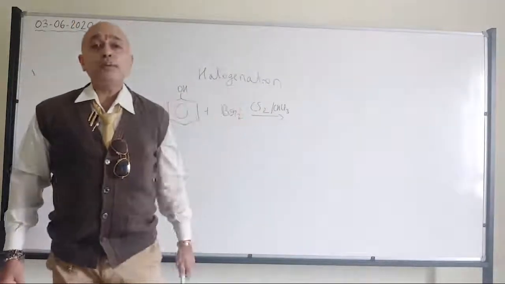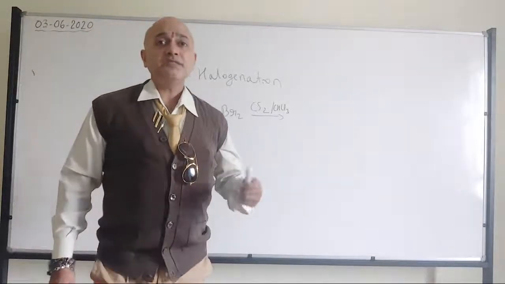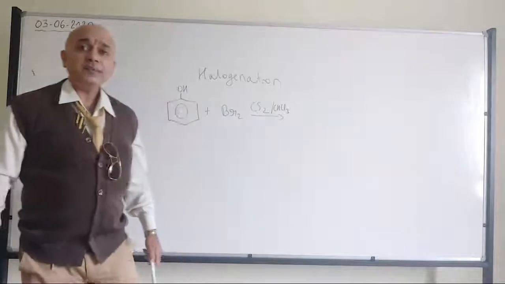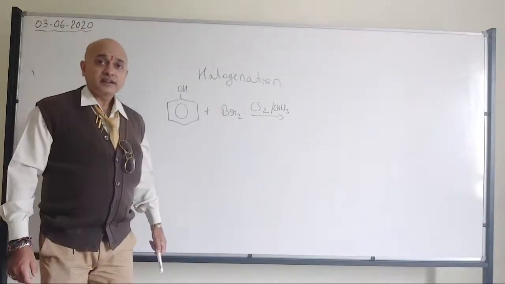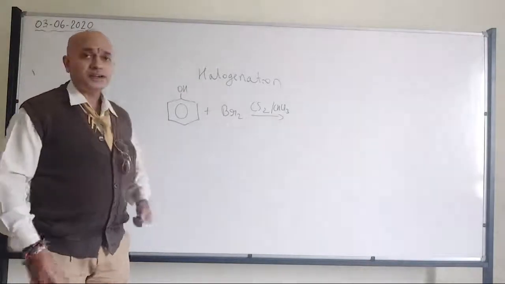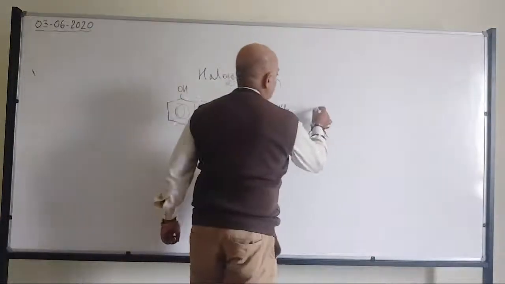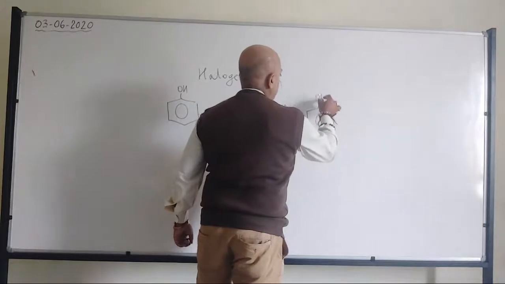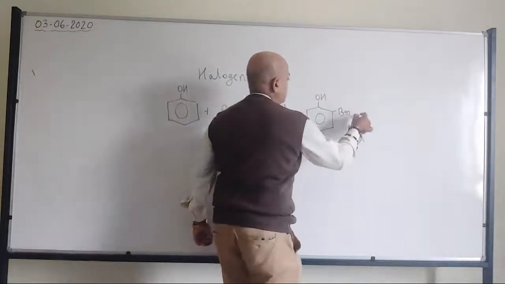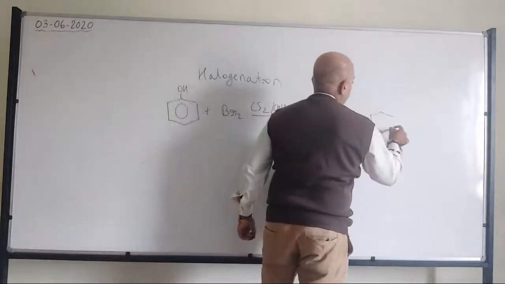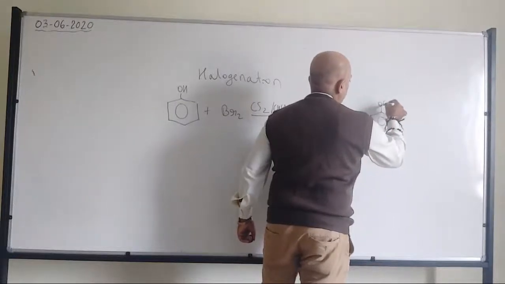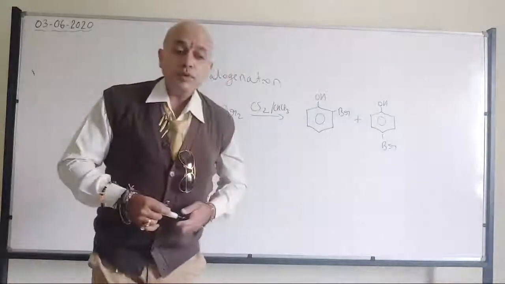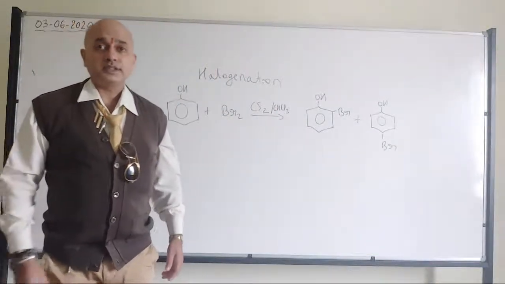Name the product formed when bromine is treated with phenol in the presence of chloroform or carbon disulfide. Right? So it is not bromine water. That's where we are going to get the mono-substituted product. Right? So OH and Br. That's where we have the mono-substituted product.